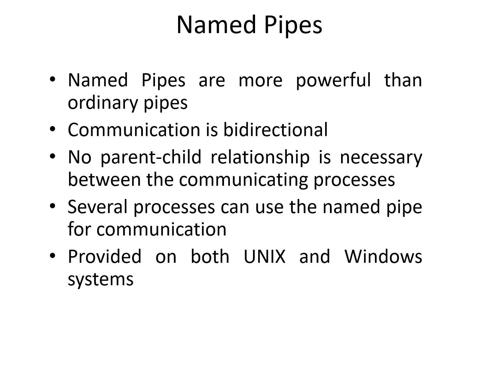Named pipes are more powerful than ordinary pipes. Communication is bidirectional. No parent-child relationship is necessary between the communicating processes. Several processes can use a named pipe for communication. It is provided on both Unix and Windows systems.